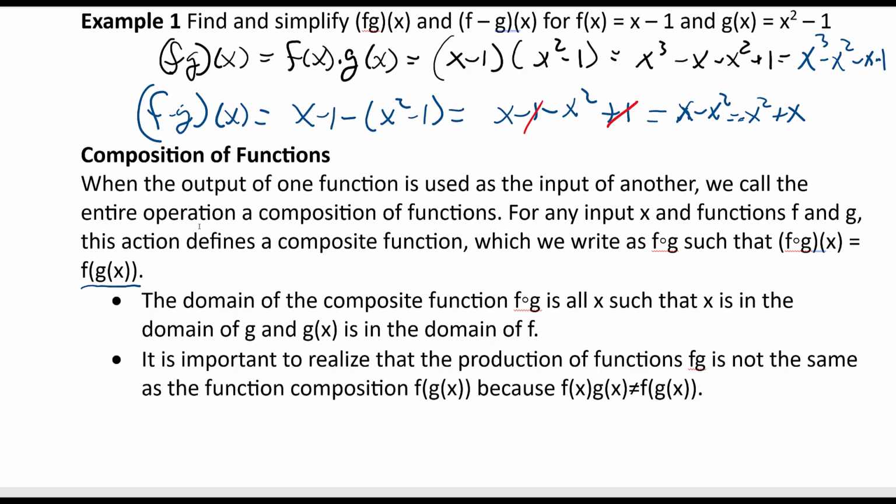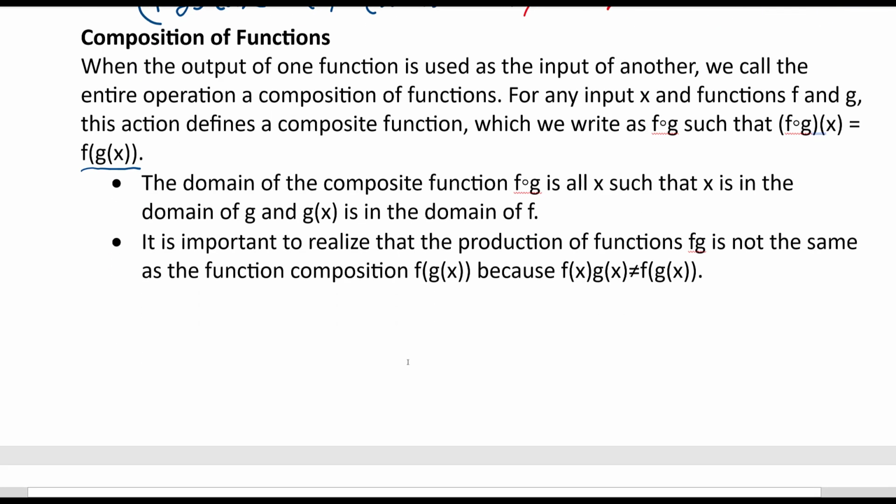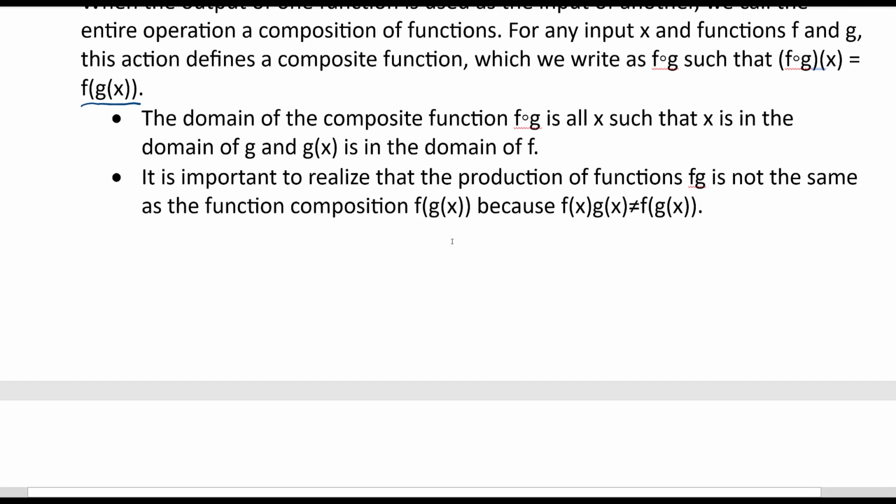So you evaluate your g of x first, and what that outputs is what is plugged into the f as input. So the domain of the composite function f of g is all x such that x is in the domain of g and g of x, the output, is in the domain of f. It's important to realize that the product of functions f times g is not the same as the function composition f of g of x, because f of x times g of x is not f of g of x, so these are two different things.